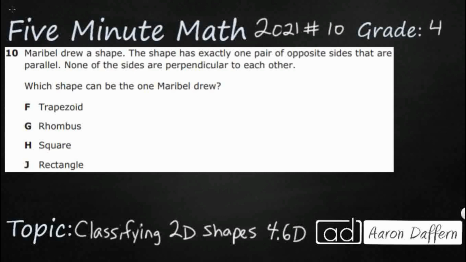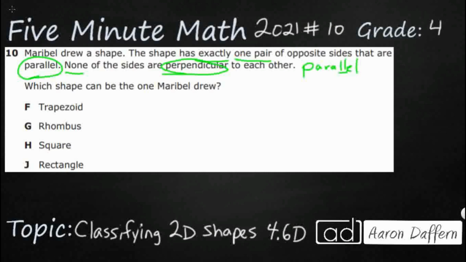So, Maribel drew a shape, and we have some clues here. Exactly one pair of parallel sides, and then no sides are perpendicular. So that's all we have, are parallel and perpendicular. So let's make sure we at least define those two. So we've got parallel.